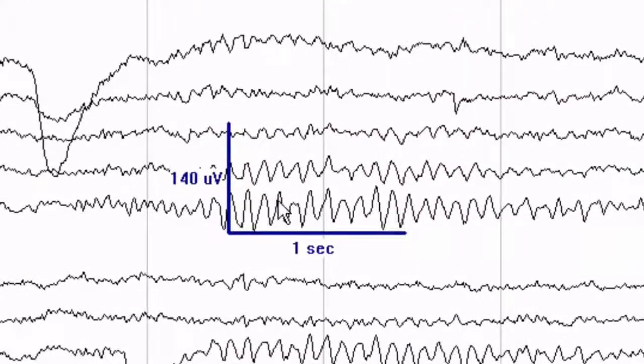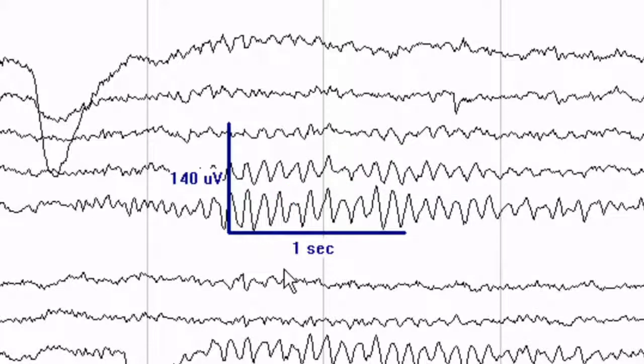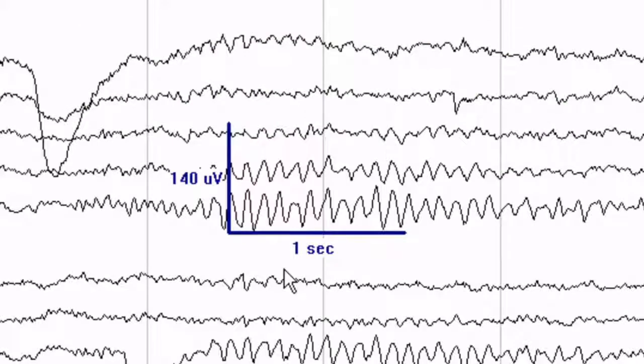Here I have placed the scale legend next to the O2 channel, and will measure the amplitude by looking at the total deflection from lowest point to highest point. In this situation, the deflection from lowest to highest point takes up approximately 1/3 of the scale legend, which would mean that the amplitude of this alpha rhythm is somewhere between 40 and 50 microvolts. The normal amplitude for an alpha rhythm in an awake adult is between 20 and 50 microvolts, and so we can say that this patient has a normal voltage alpha rhythm.